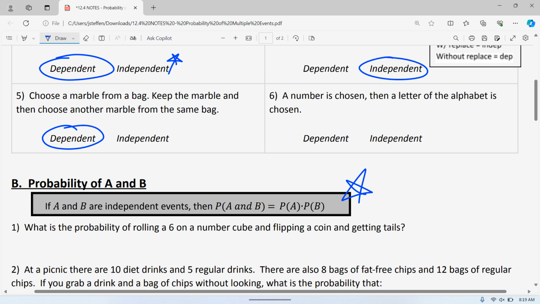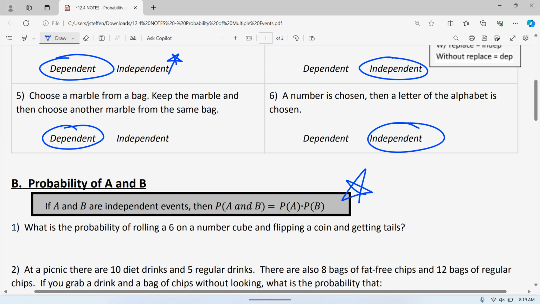Then number 6, a number is chosen, then a letter is chosen from the alphabet. That is independent because it doesn't say anything. If you chose a number and then you choose a letter, it doesn't matter what the number is, you're still just choosing a letter. Choose a number from 1 to 10, and you said 9, and then I said choose a letter. Doesn't matter what number you picked, you can choose any letter. So that is independent.